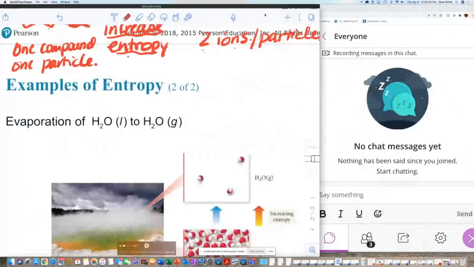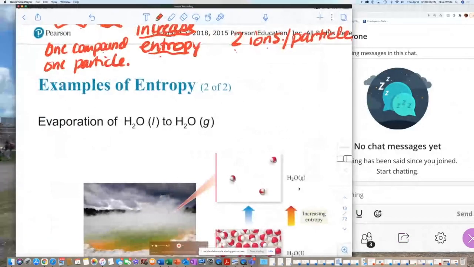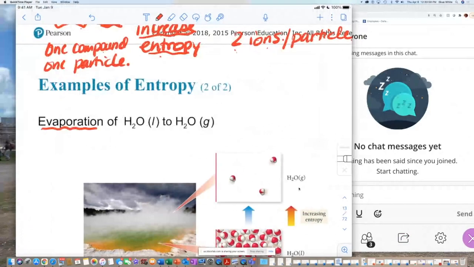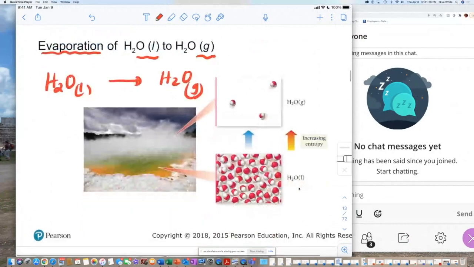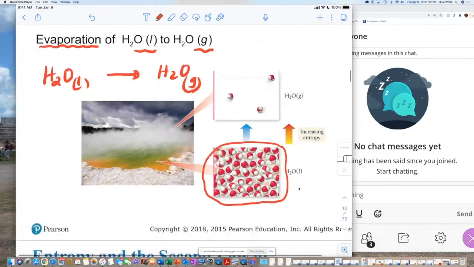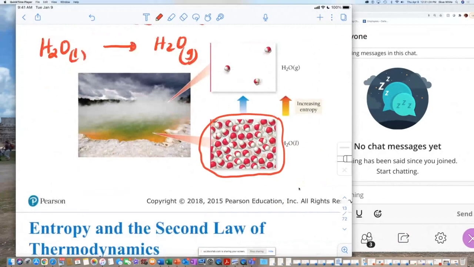Okay. And then, what about this one here? Now we're dealing with another physical process, evaporating. When you go from a liquid to a gas, are we going from a more ordered system to a more random system or vice versa? When you're going from liquid water to gas water, or water vapor, of course the liquid molecules are more organized, right? Relatively more organized. They're closer together.